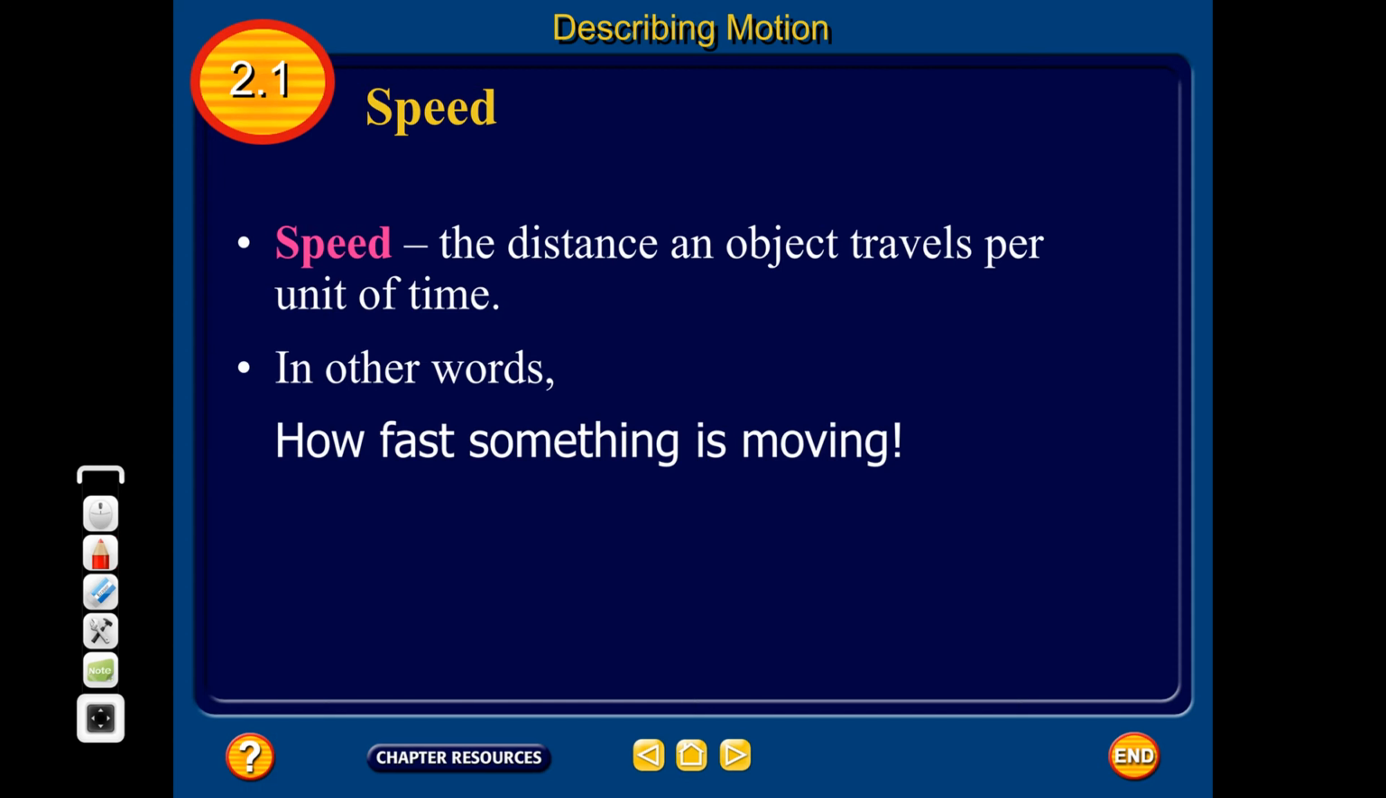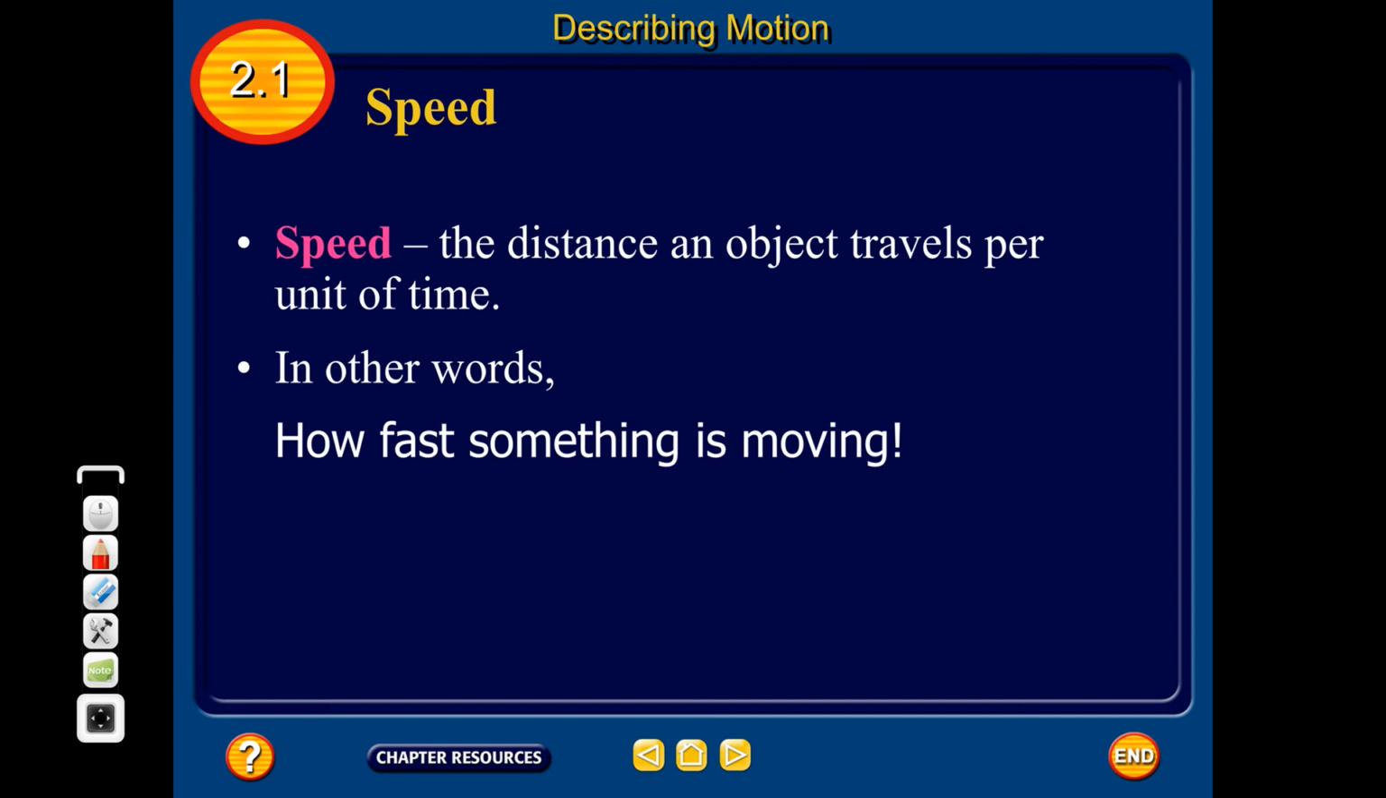All right, this leads us then to speed. Speed is the distance an object travels per unit of time. In other words, just how fast it's moving. How fast is that? So now we're talking about how quickly it is changing its distance, how quickly it is moving from one place to another place.